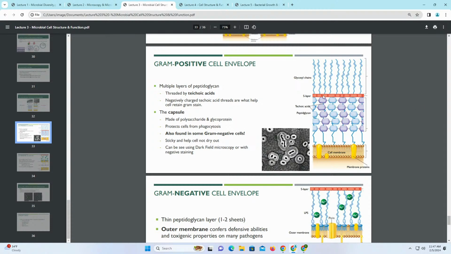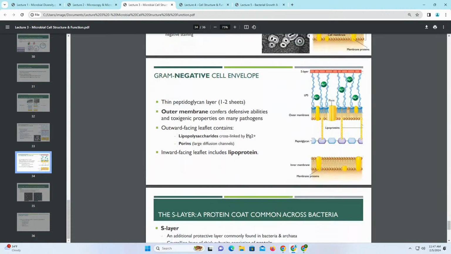And so there is this S layer or a capsule, which is made up of some polysaccharides and proteins, and this helps prevent phagocytosis. Also these glycosyl chains as well. This all helps protect it from being eaten up and killed by our immune cells. So that's an additional part that these gram positive cells have. They help keep it sticky and not dry out.